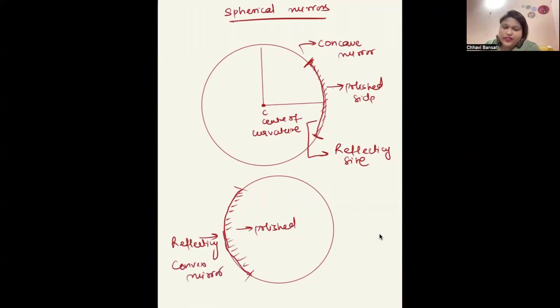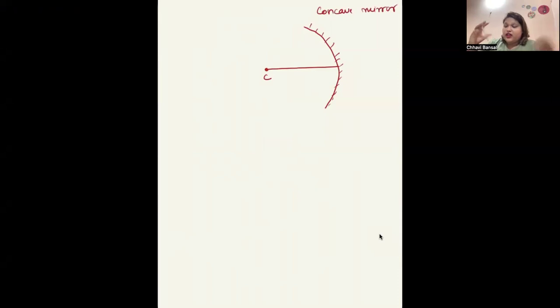Concave mirror or convex mirror. Let me take this mirror separately outside. If this is the mirror, this is the polished surface, and let me draw the center of curvature, C. This is called a concave mirror. Like how in a cave light enters, right? This is the cave and the light enters from this side. In the same way, concave means cave-shaped.